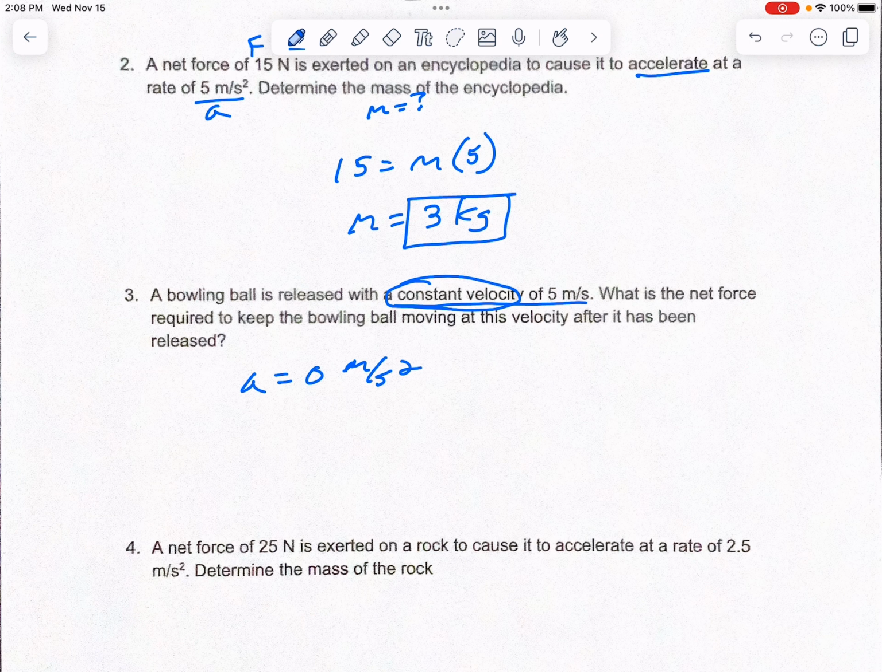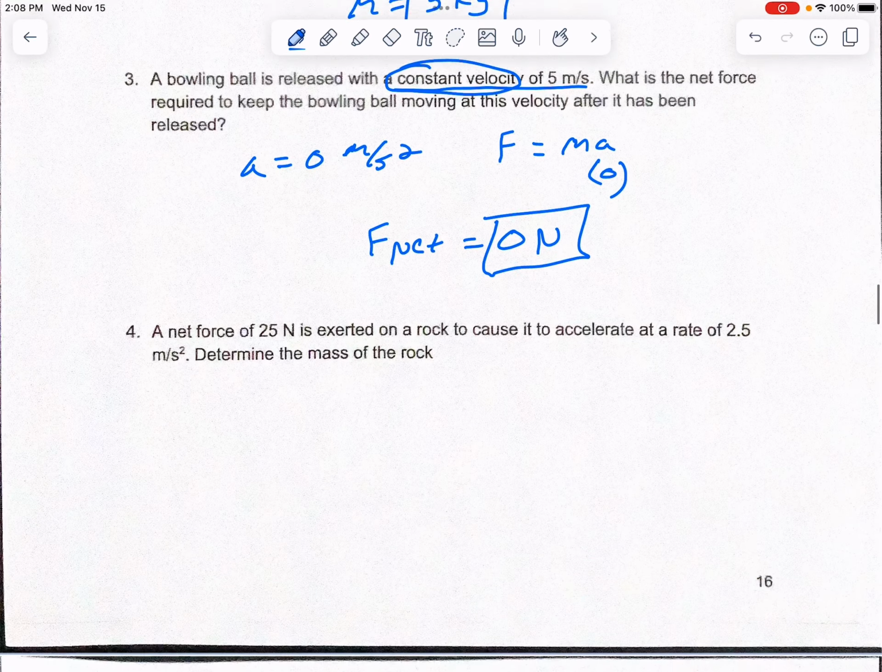Now, if we look at the equation we just learned, F equals ma, if a is 0, then F has to be 0. It doesn't even matter what mass is. Anything times 0 is 0. So that means F net is going to equal 0 newtons. There are no real calculations for this one. You just got to make sure you're paying attention for that term. If you see constant velocity and I ask you about force, then your net force will be 0.